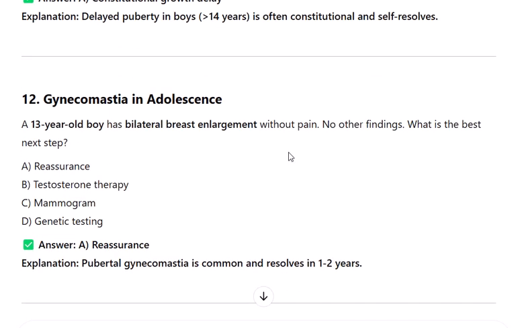12. Gynecomastia in adolescence. A 13-year-old boy has bilateral breast enlargement without pain. No other findings. What is the best next step? A. Reassurance. B. Testosterone therapy. C. Mammogram. D. Genetic testing. Explanation: pubertal gynecomastia is common and resolves in 1 to 2 years.